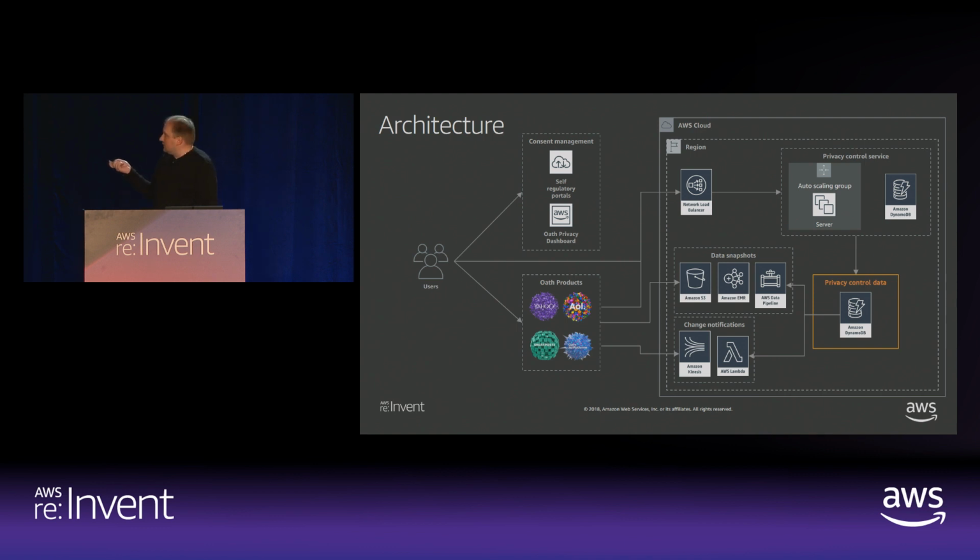The actual privacy control data here is done with the global tables. So we needed this data distributed, the full data set, into every single region. And in addition to the REST API that the OAuth products can access, we also needed to make the data available as data snapshots for our grid processing, and also as change notifications to some of the services.